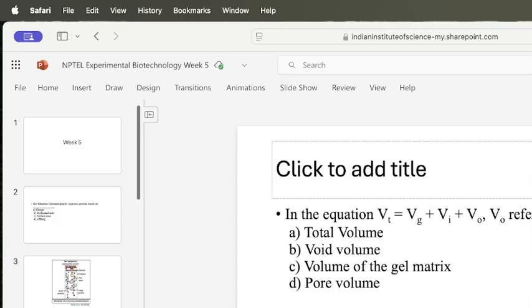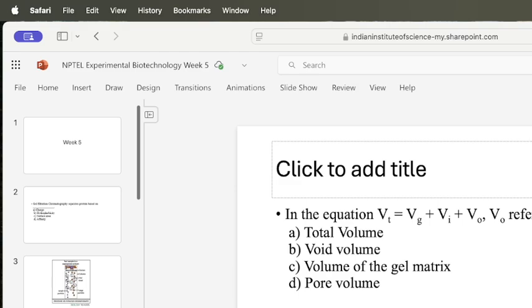This is the principle. The next question is, in the equation Vt is equal to Vg plus Vi plus Vo, Vo refers to dash. So there are four options for this: total volume, void volume, volume of the gel matrix, and pore volume.